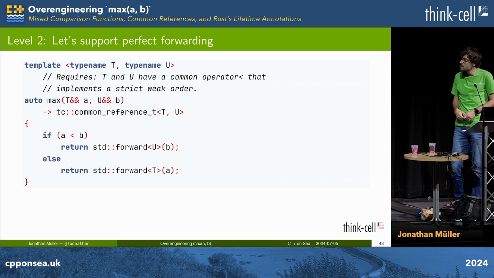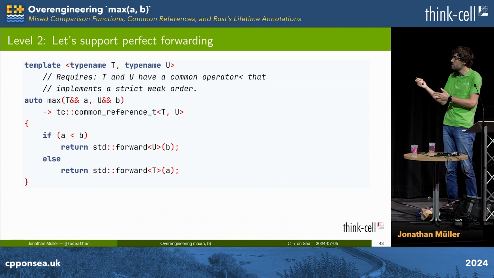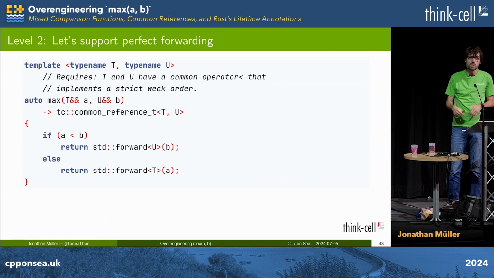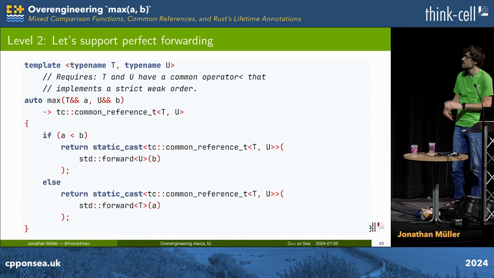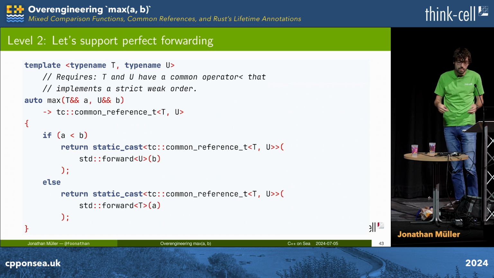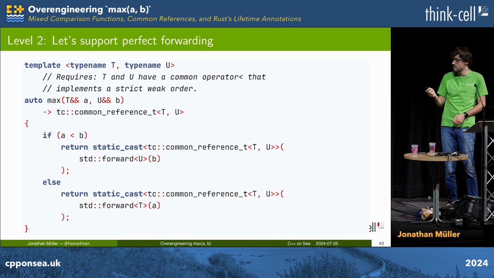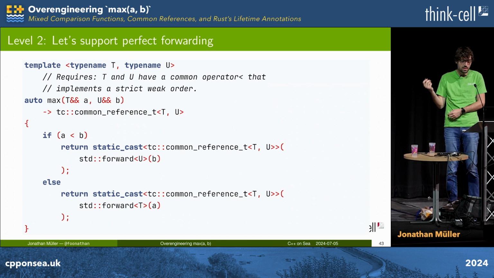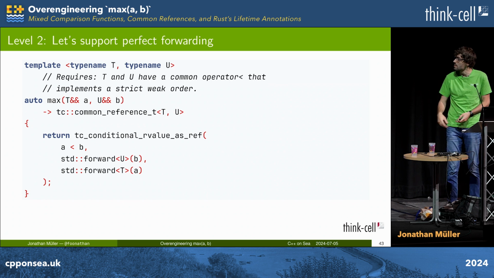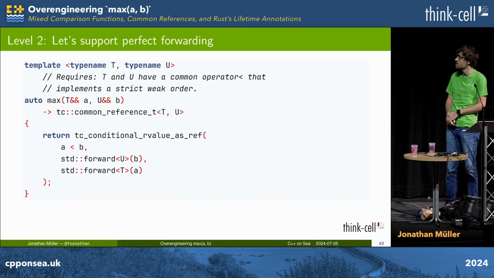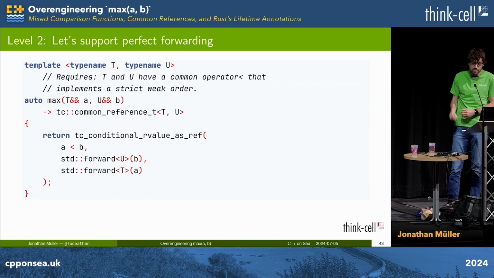Of course, in our case, this doesn't actually work because the things aren't necessarily convertible to our common reference. So we might need to use static casts, and then it gets ugly. And when code gets ugly, we fix it using our favorite way to fix it. We have a macro. So we've got the macro conditional rvalue as ref, and this is sort of our implementation of the ternary operator. And it's pretty nice.